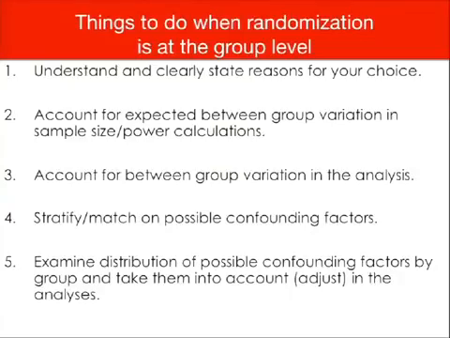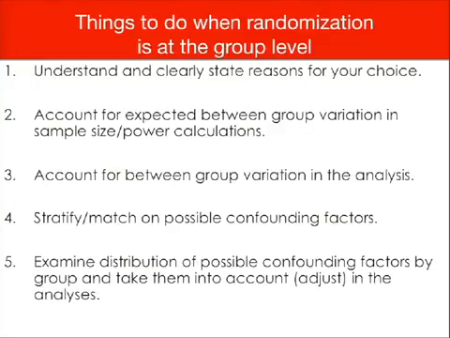If you're thinking about doing this type of study, the first question is, why are you randomizing groups instead of individuals? What is the reason? And typically there's more than one reason, but you should be able to state explicitly why you have chosen to randomize groups instead of individuals. Okay? Secondly, when you do the sample size or power calculations, you need to account for the between group variation. Okay? And fundamentally, what that leads to is an increase in the sample size. Because of the correlation within groups, you end up needing a bigger sample size than if you were randomizing individuals. Okay?